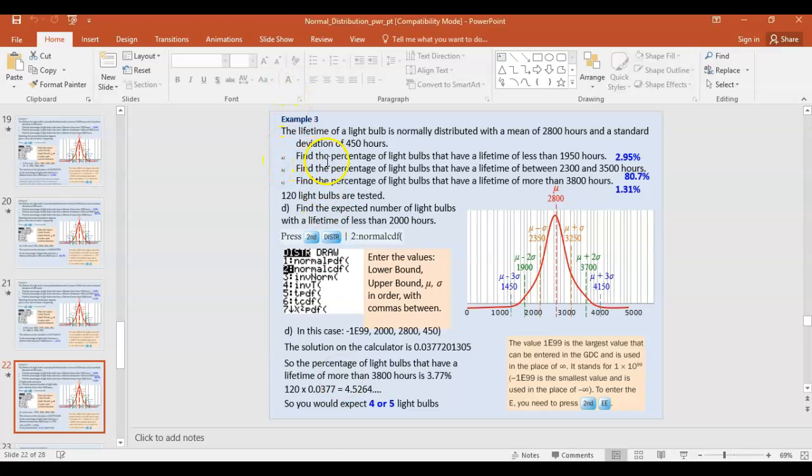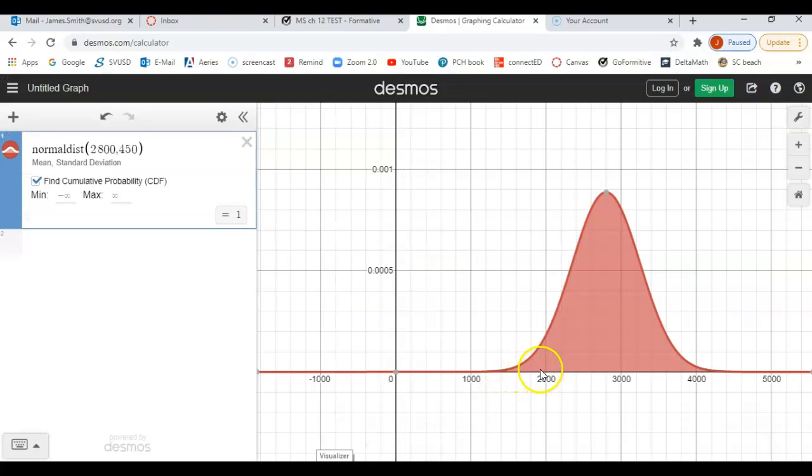Part A said find the percent or probability of light bulbs that have a lifetime of less than 1950. So 1950 would be about here on the graph, right? In other words, we want this area right here. I need to know what percent of the graph is within this area of the curve, so everything that is less than 1950.